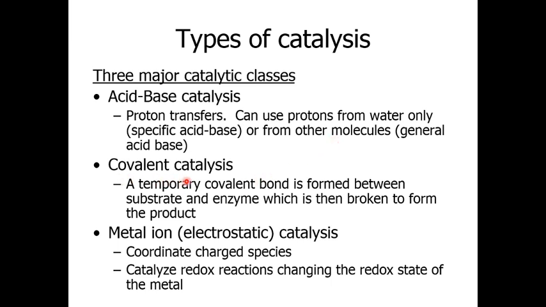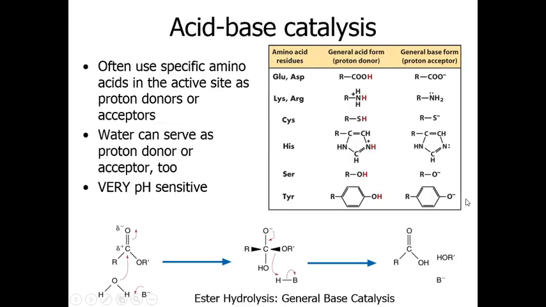The second type of catalysis is covalent catalysis. In this case, a temporary covalent bond is formed between substrate and enzyme, which is then broken to form the product. The third one is metal ion or electrostatic catalysis. In this case, coordinated charged species are formed and it catalyzes redox reactions, changing the redox state of the metal. Let's look at some examples.